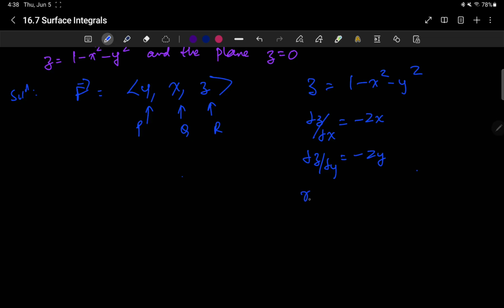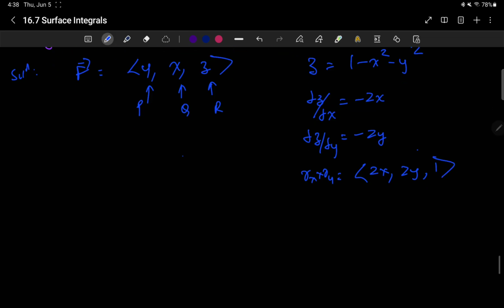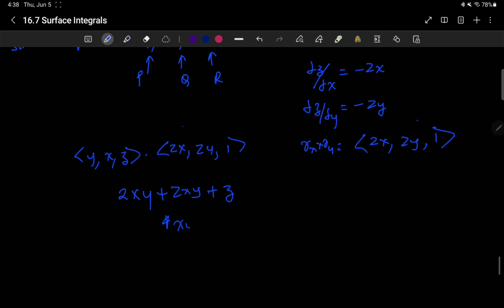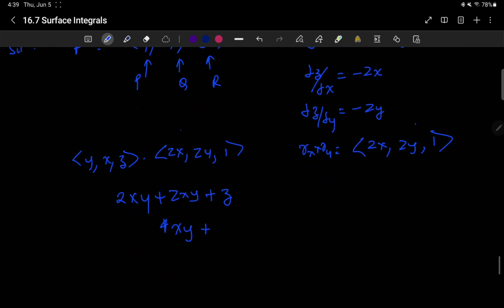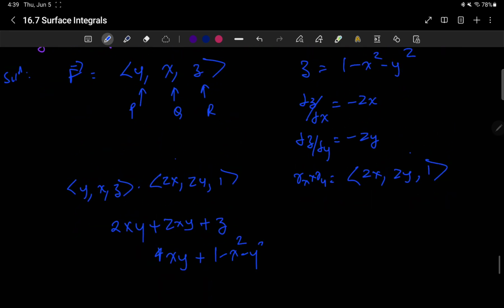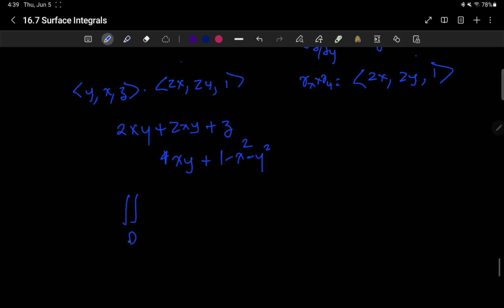Right? So which means you have Rx cross Ry is negative dz over dx, negative dz over dy, and a 1. So all you're really looking at is a dot product of y, x, z with 2x, 2y, 1. So that's 2xy, another 2xy, plus z, which is 4xy, plus what is z? z is 1 minus x squared minus y squared. So what you really have is a double integral of 1 plus 4xy minus x squared minus y squared dA.